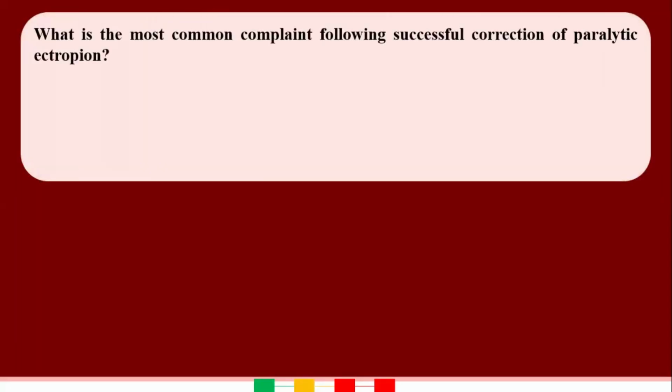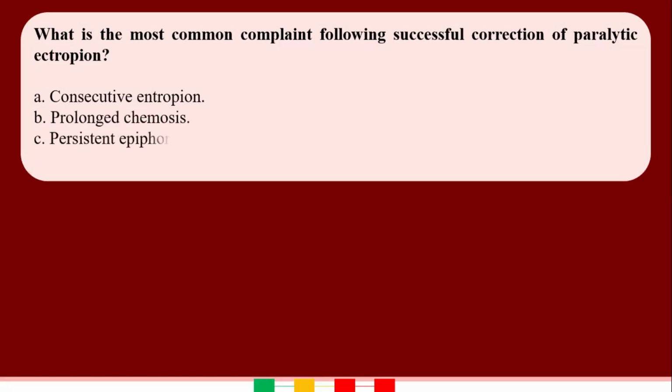What is the most common complaint following successful correction of paralytic ectropion? Consecutive entropion. Prolonged chemosis. Persistent epiphora. Overelevation of the lateral canthal angle.